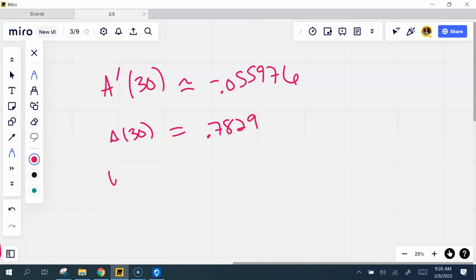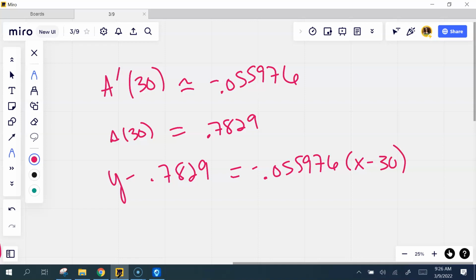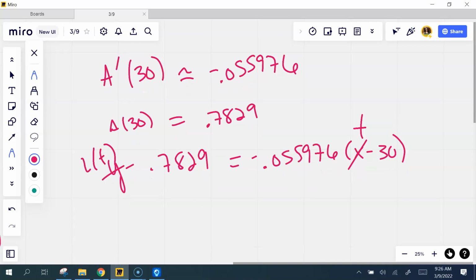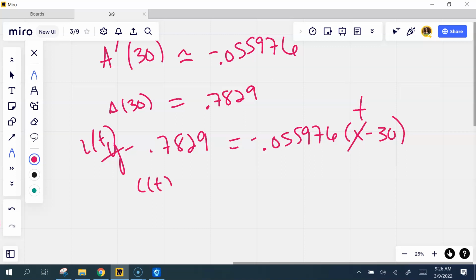And so y minus 0.78. I wrote it in slope-intercept form first, I mean point-slope form. But then I went back and rewrote in terms of the variables that they asked me to use, and I solved it for L of t. They told me to find L of t. So L of t equals negative 0.0. Well, you don't have to take this out as far as I did because, again, I'm extra.